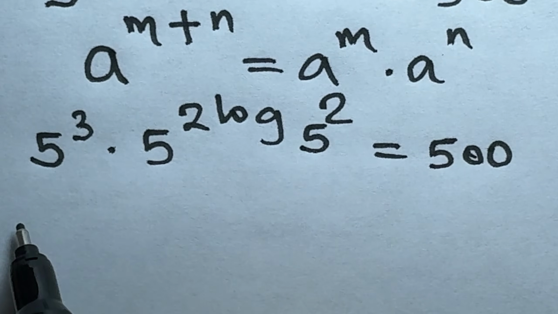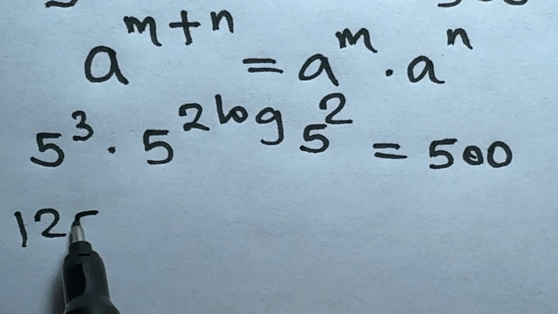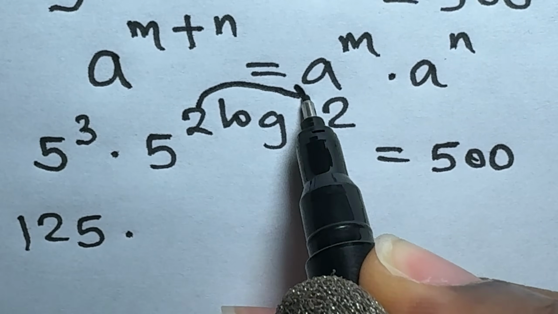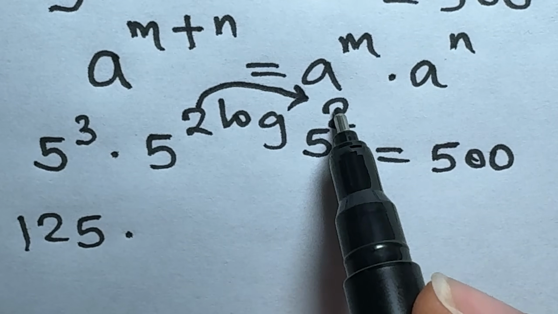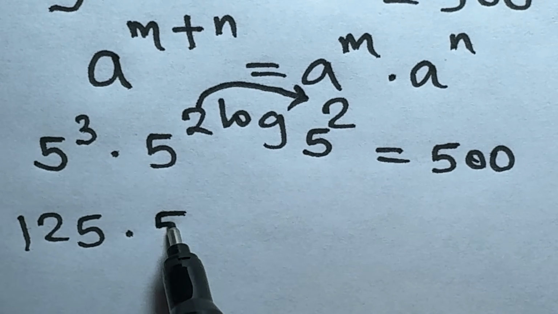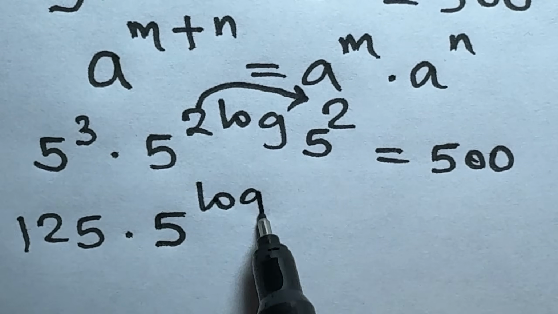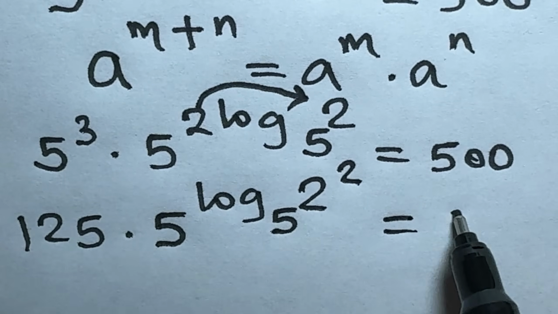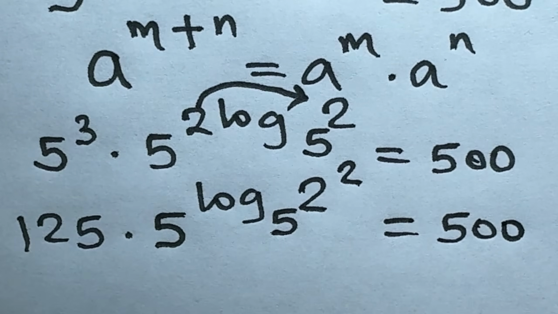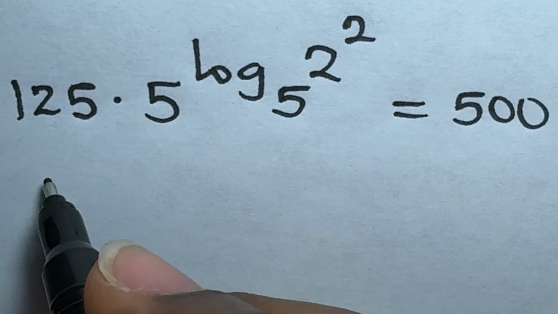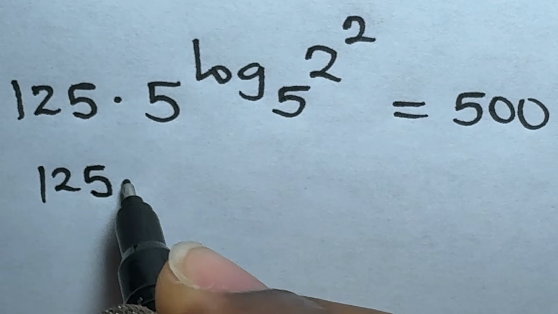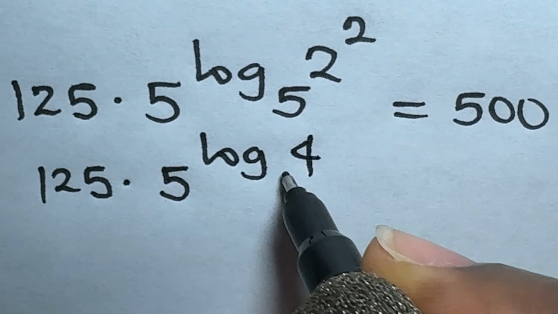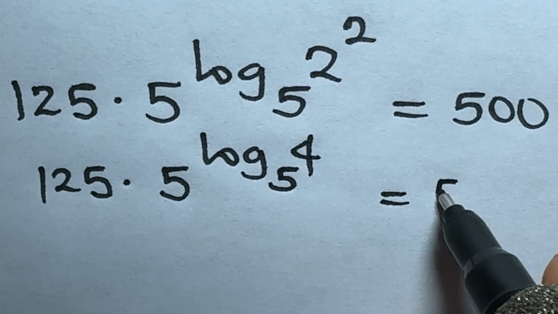5 raised to power 3 is 125, so we have 125 times. Let us move this 2 all the way here. So we have 2 raised to power 2 here. Then this becomes 5 raised to power log 2^2 base 5 to give us 500. This would then give us 125 times 5 raised to power log of 2^2, which is 4, base 5, is equal to 500.